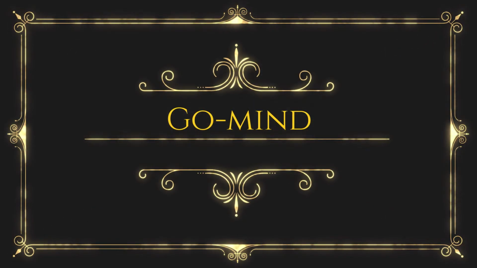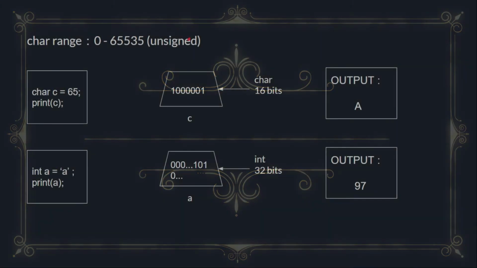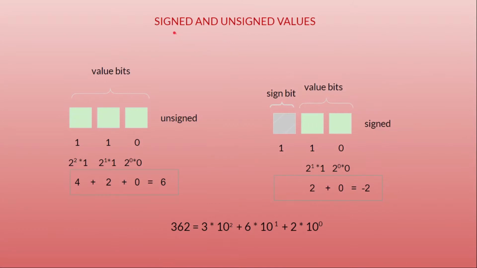Hi folks, in the last lecture we saw that character is unsigned. So in binary integers there are two types of values, signed and unsigned. For the unsigned value, all the bits are known as value bits, and for the signed integer, the leftmost bit is known as the sign bit and the rest of the bits are known as value bits.